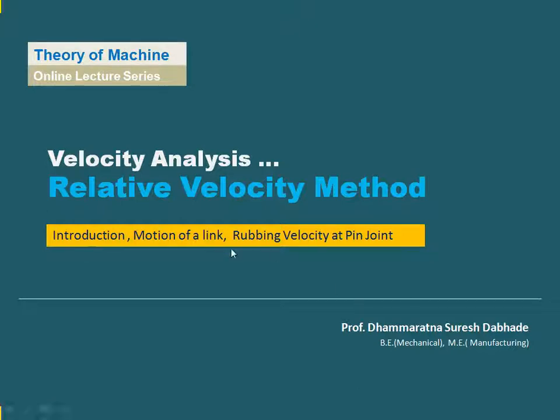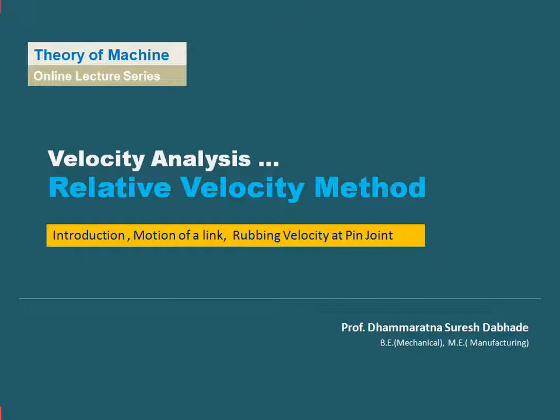Hello friends, in this video we are going to discuss the relative velocity method for the velocity analysis. It's a graphical method to find out the velocity of any given configuration. Here we are going to discuss the introductory part: how to correlate the velocities in terms of the vector diagram, how to show the motion of a link and correlate it with the vector, and the third point, how to find out the rubbing velocity at a pin joint.